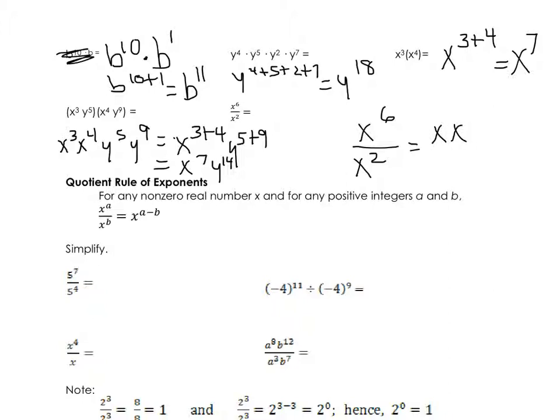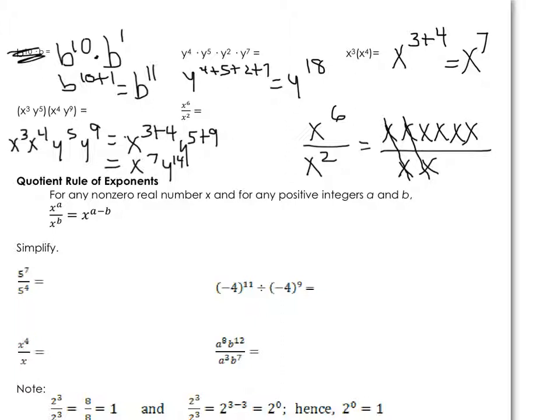X to the 6th, we write down 6 x's. X squared, we write down 2. Now any number over itself is 1. So this x over this x is 1. This x over this x is actually 1. So we can cancel all those x's, and we will be left with how many x's? We have 4 of them now. Notice that x to the 6th over x squared, if you subtract 6 minus 2, you get 4.